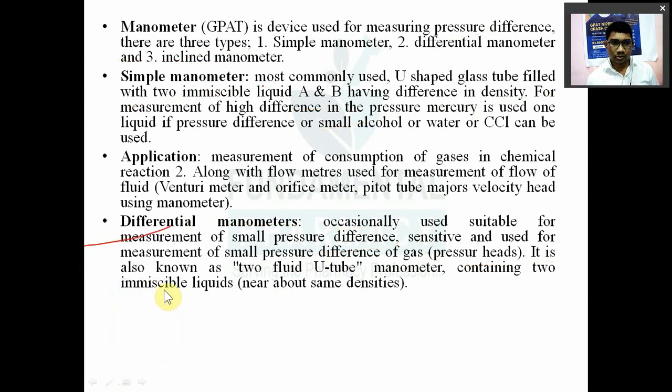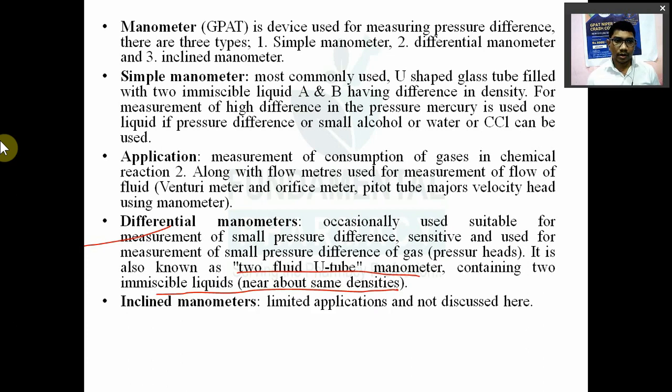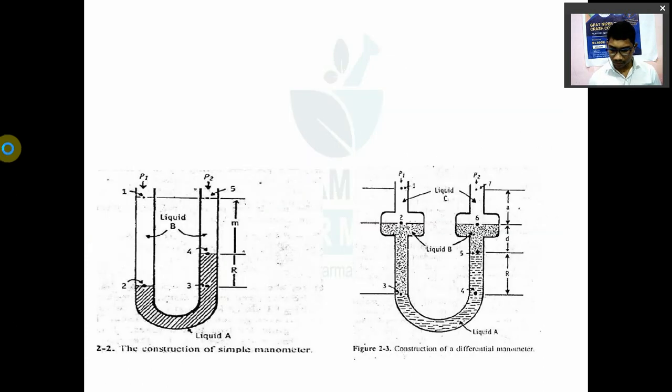gas. They are also known as a two fluid U-tube manometer containing two immiscible liquids of near about the same density, or you can say there is very little difference in the density. Inclined manometers have limited use and are not discussed. You can say over here यहाँ पे क्या है, it is a simple manometer. First जो है construction of simple manometer.